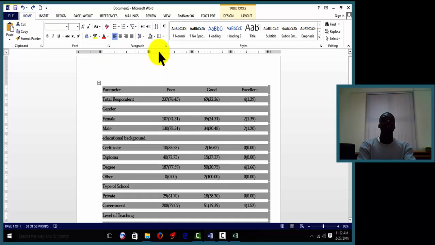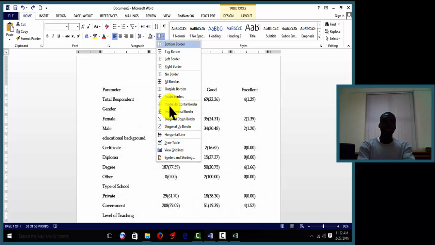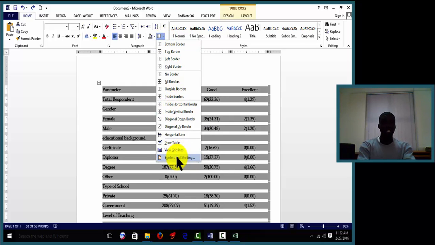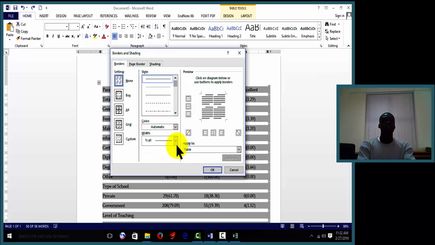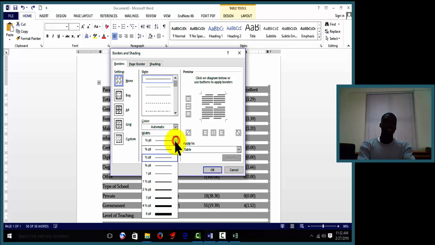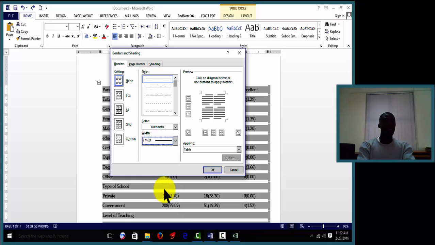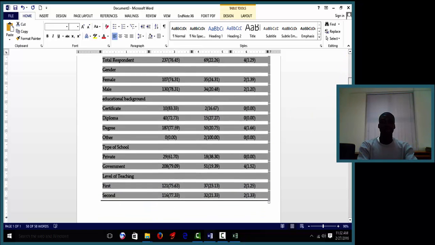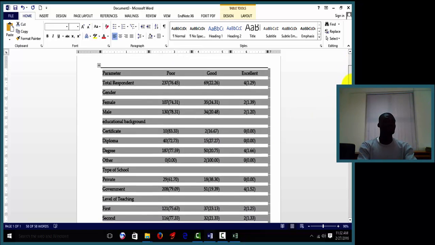So what you do now is that you go to Border and Shading. You choose Border and Shading. Then when you come to this side, you want the borders to be a little thicker, so you change it to 2 1/4. You choose 2 1/4 and you apply it to the top and to the bottom. Then you click OK. So now your top and your bottom of the table has been done.